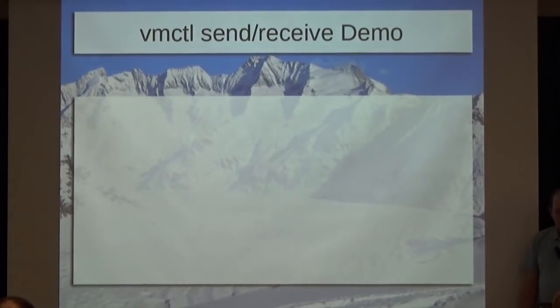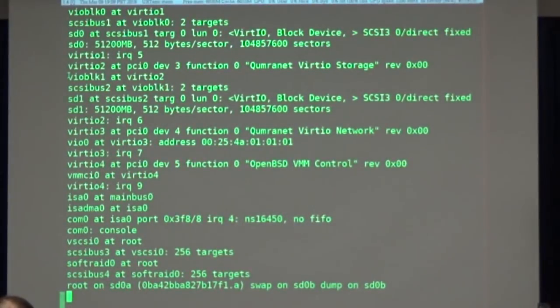So if the demo gods are with us, we can take a look at what that actually looks like. So I've got a bunch of VMs defined on this machine. The one that's called AMD64, which is the second one, is just an OpenBSD guest. That's the one I'll use. It can be any of these. So let's go ahead and start that. And -C to attach to the console. And we'll wait for this one to boot up.